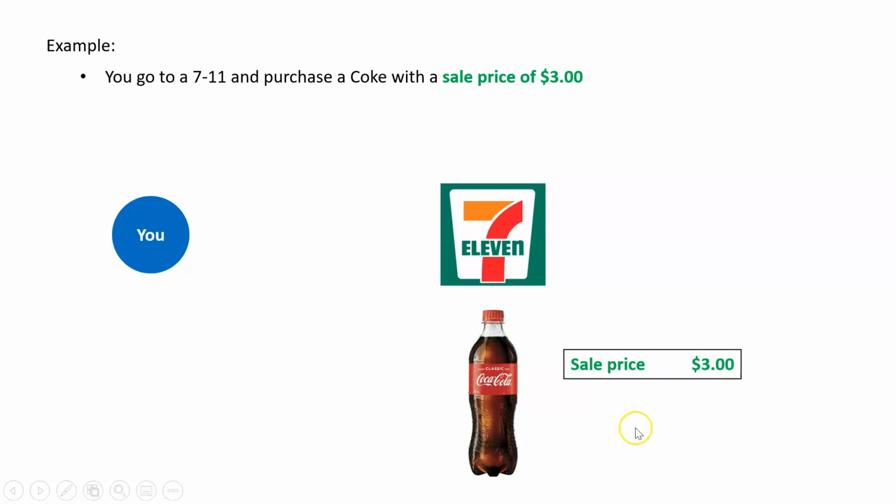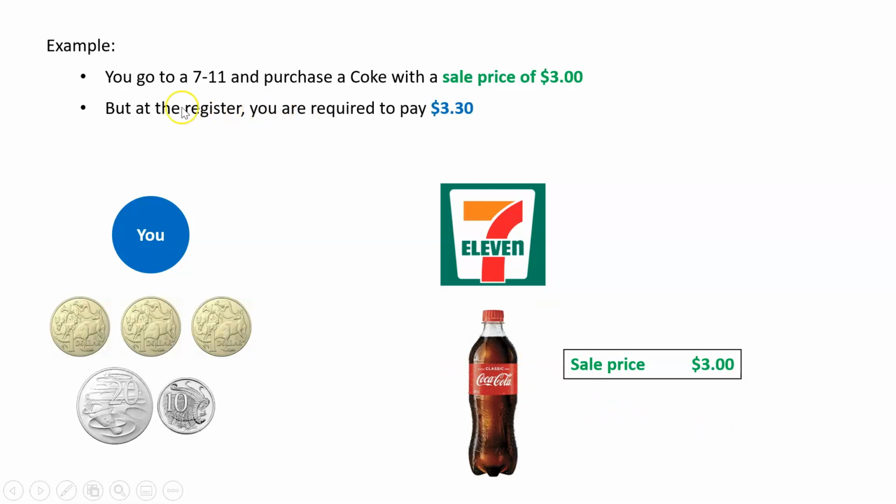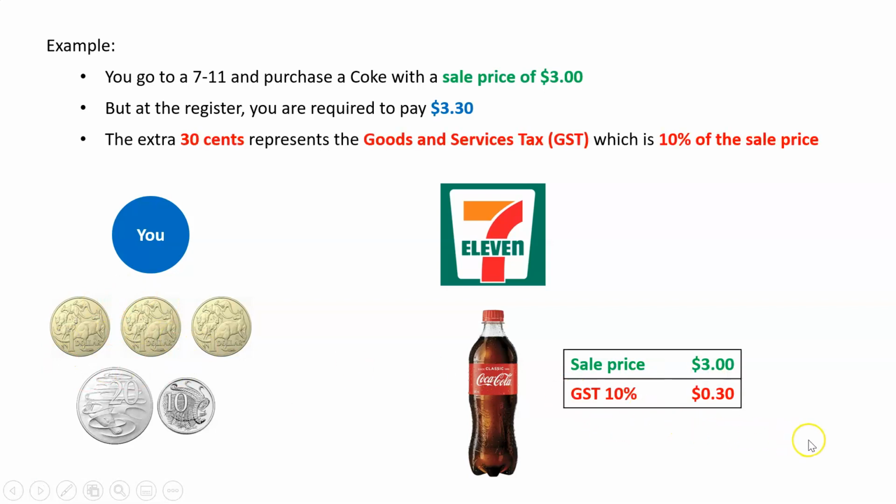So here's you over here, and here's 7-Eleven, there's a bottle of Coke, that's $3. That's how much the actual Coke is sold for. However, at the register you're going to have to pay $3.30. Sale price of $3, but you've got to pay $3.30, and obviously the difference is an extra 30 cents or 10% GST. So at the register, you have to pay a total of $3.30, and that's how the GST works.